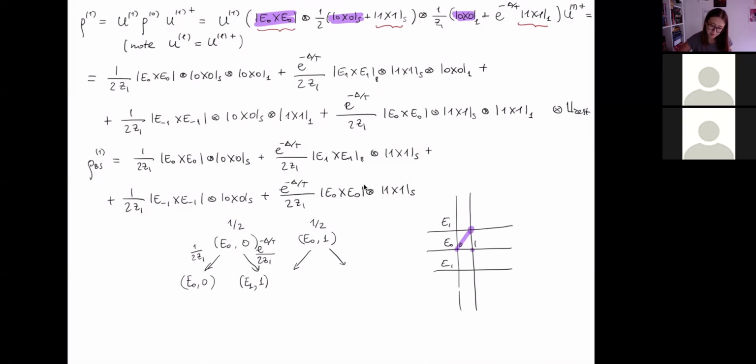E1, 1. The next term corresponds to the system going to the state E-1, 0. So in our geometric, random walk picture, this corresponds to this move. This happens with the probability 1 over 2z1. By the probabilities, I'm just writing out the coefficients in front of the corresponding terms in the sum.